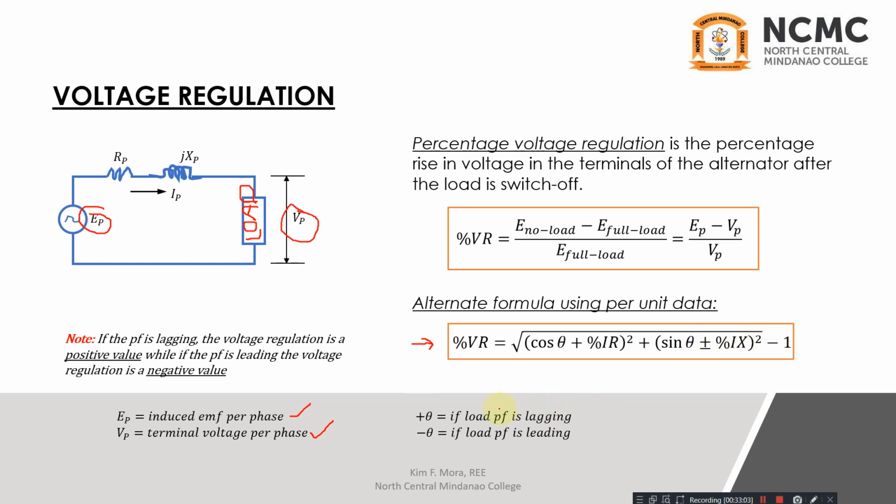So the same lang, if positive siya, that is lagging, and if negative naman siya, it is leading. So if the given PF is lagging, then you expect that the voltage regulation is a positive value. While if the PF is leading, then you expect that the voltage regulation is a negative value.